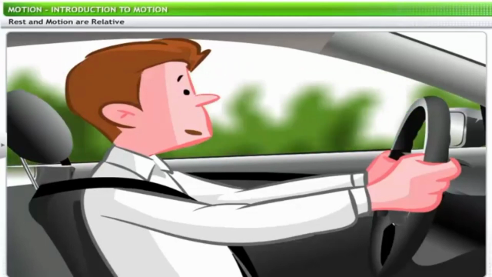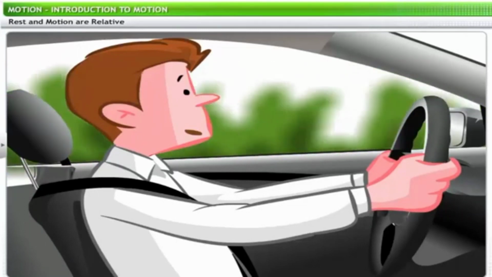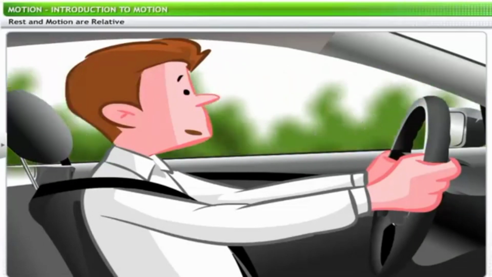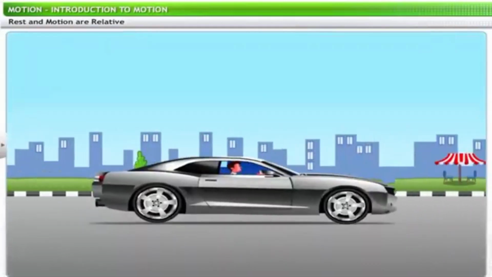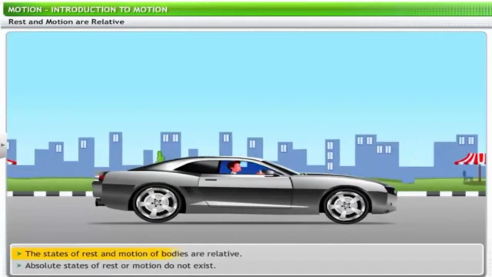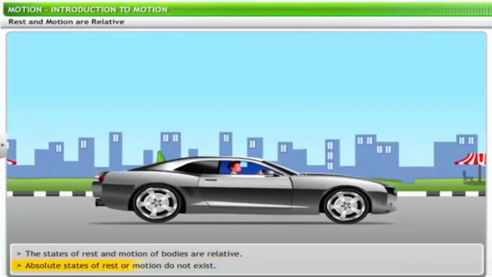For instance, let us consider the state of a car driver. Is he at rest or in motion? It is difficult to answer this question. This is because, with respect to the car, the driver is at rest. But with respect to the other things around, he is in motion. Thus, the states of rest and motion of bodies are relative. Absolute states of rest or motion do not exist.